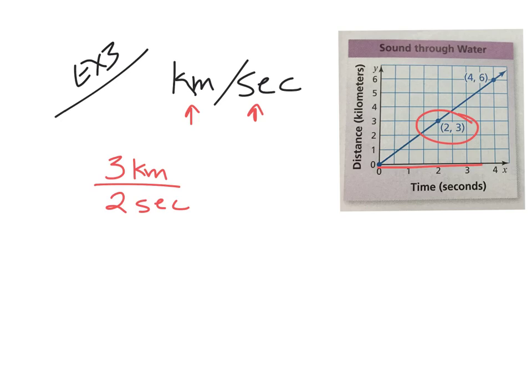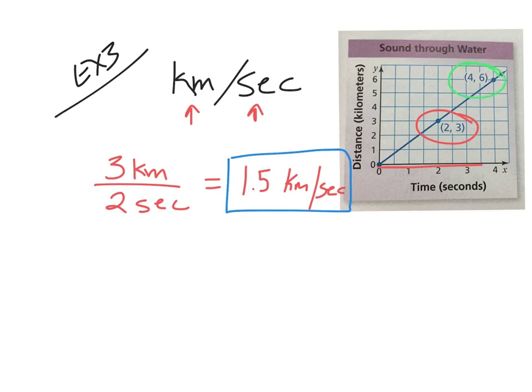Now, how would I make that a unit rate? Divide. 3 divided by 2 is 1.5. So 1.5 kilometers per what? Second. So is that my unit rate? Then you're done. Now, could I have found the same thing using this other point?